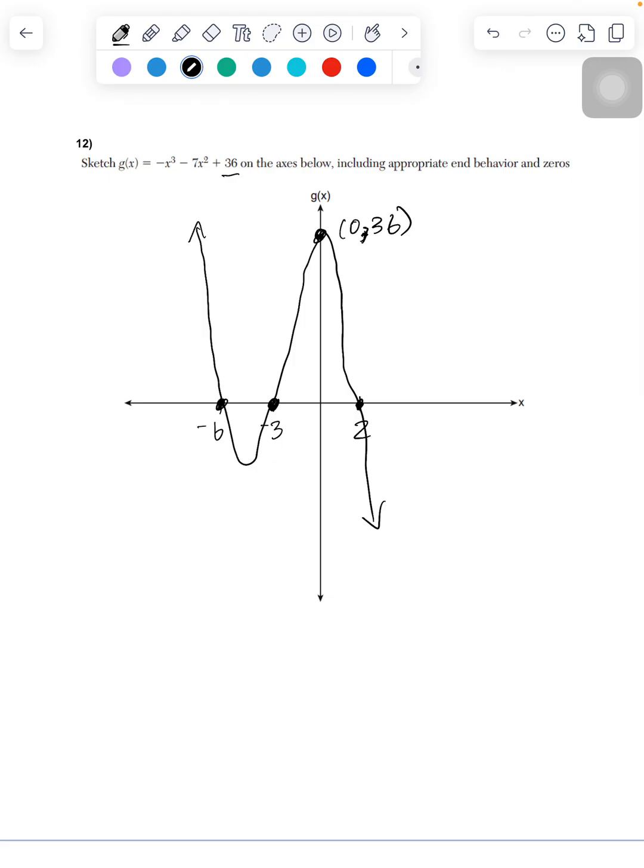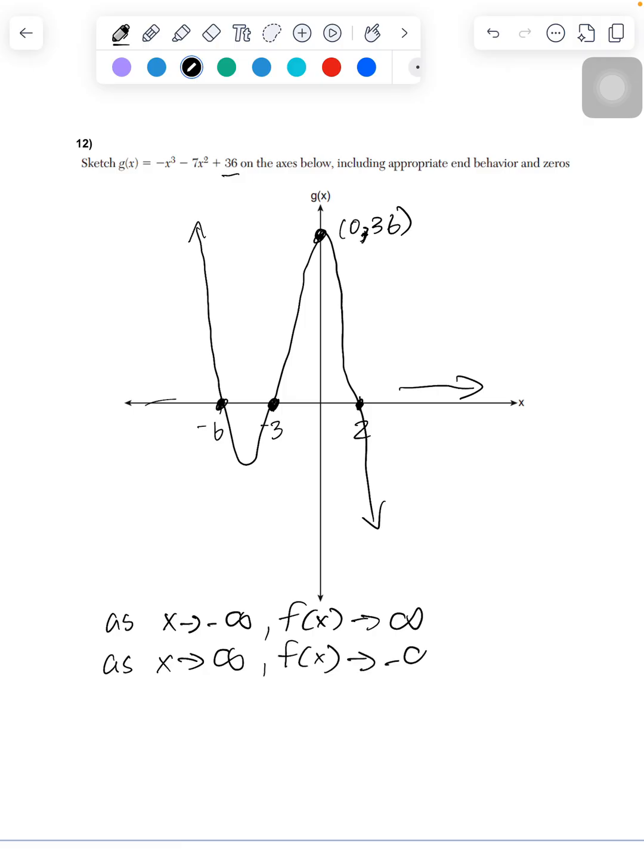It's also asking for end behavior, right? So what is my end behavior as x goes to negative infinity, which is this direction? Where is f of x going? f of x is going to infinity, right? It's going up, so it's going to infinity. As x goes to positive infinity, which is this direction, f of x is going down, so f of x is going to negative infinity, right?